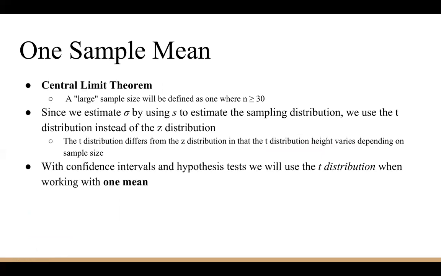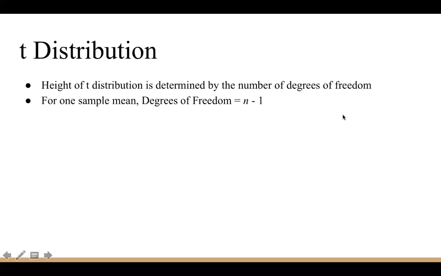And the only difference really between the two is that the t-distribution varies depending on your sample size. You remember you have to input your degrees of freedom, which is based on your sample size. And with confidence intervals and hypothesis tests, you use the t-distribution when you're working with one mean only. So again, the t-distribution is determined by the degrees of freedom. And for one sample mean, your degrees of freedom is equal to your sample size minus 1.